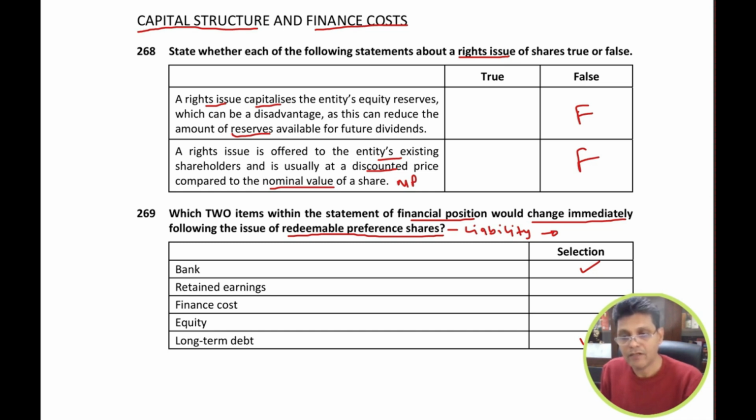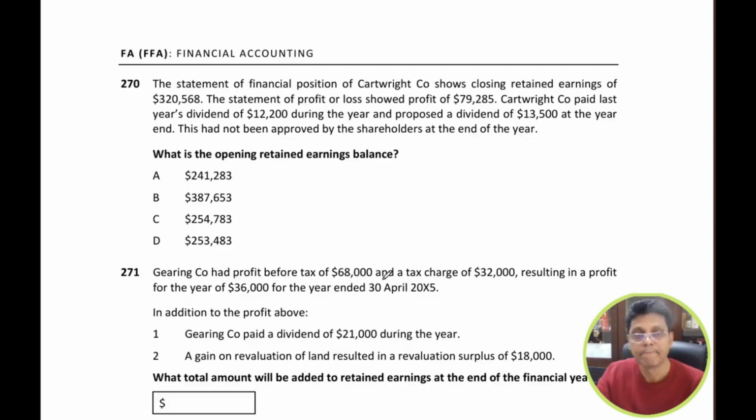Usually you debit the bank account and you credit the long-term liability account. So it will not have an impact on retained earnings immediately, nor the finance cost immediately, nor the equity account. So the impact will be in the bank account and the long-term debt account.